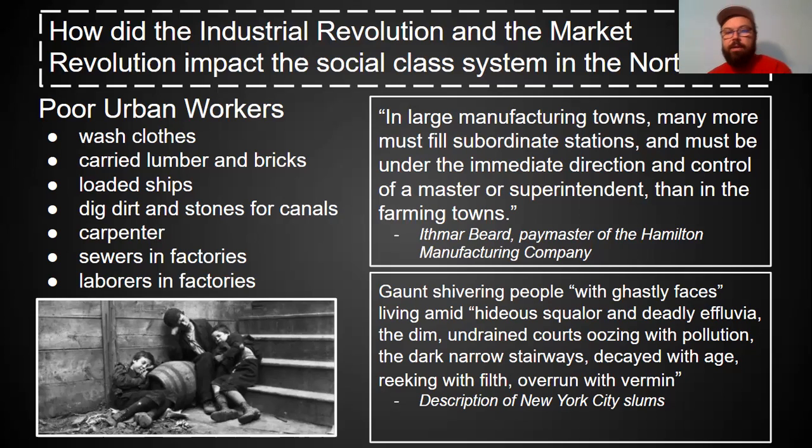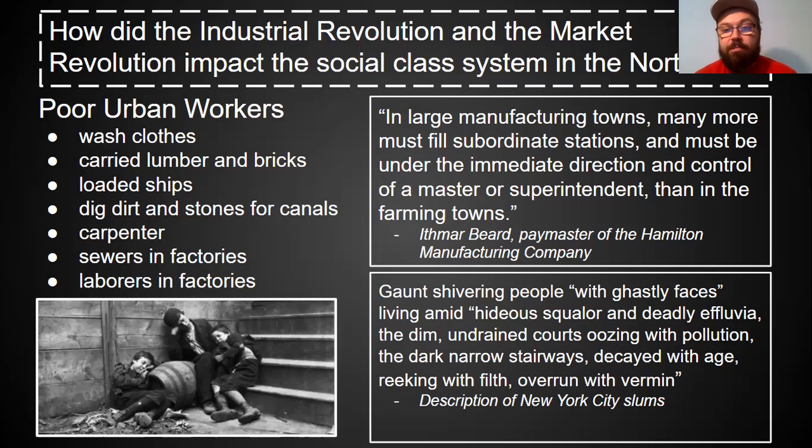Wonderful name. Anyway, here's another description of the New York City slums. The slums are basically these pretty brutal, poverty-stricken areas that most working class people in the cities live in. So this is a description of what somebody from the middle class saw when they went into that area. Just pay attention to these words.